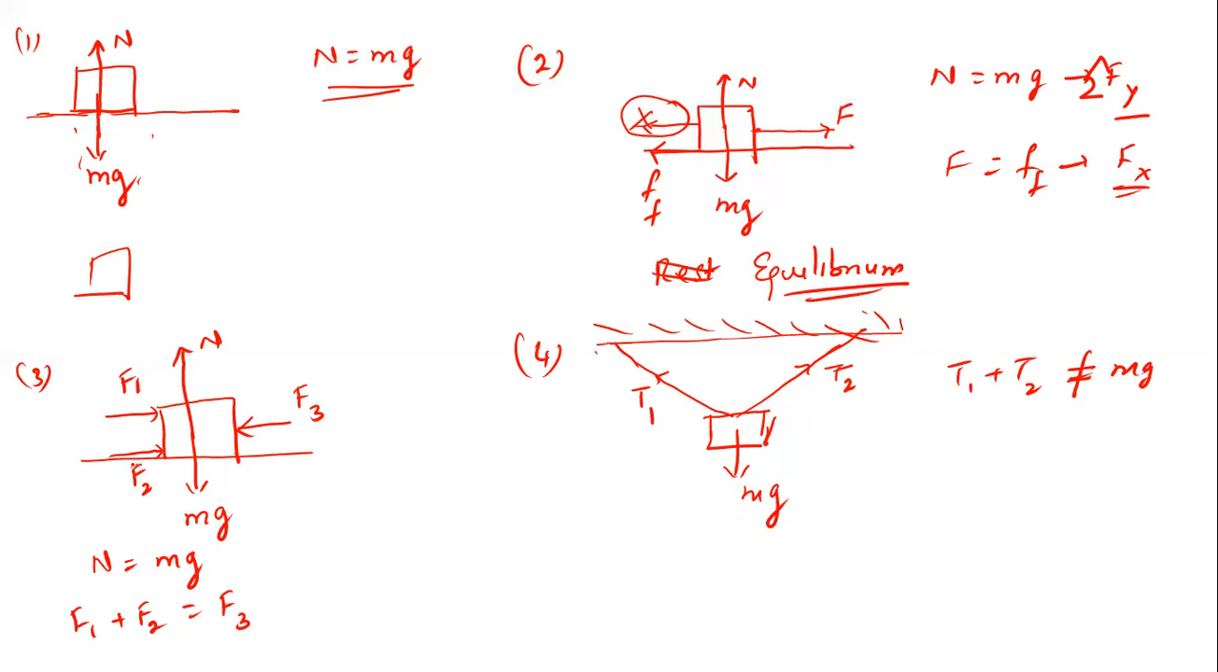See here, F1, F2, F3 I have equated. I have not equated F1 plus F2 plus N is equal to F3 plus mg. I have not done that, right? I have done it only for the forces that are acting along the same line. Now you see, the forces are not acting along the same line. See, this force is acting like this, this force is acting like this, and this is acting downwards. So I will not be able to write this equation. This equation is definitely incorrect.